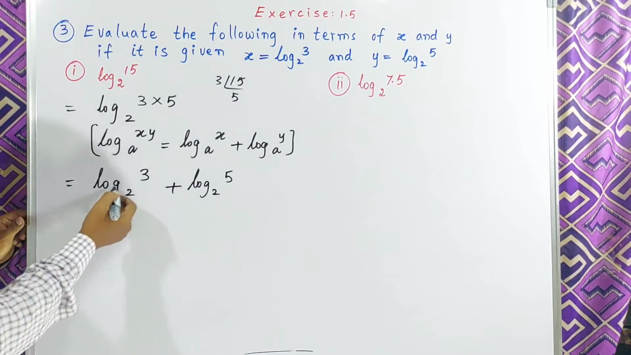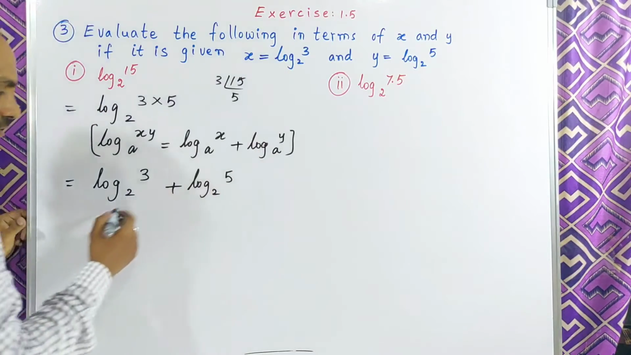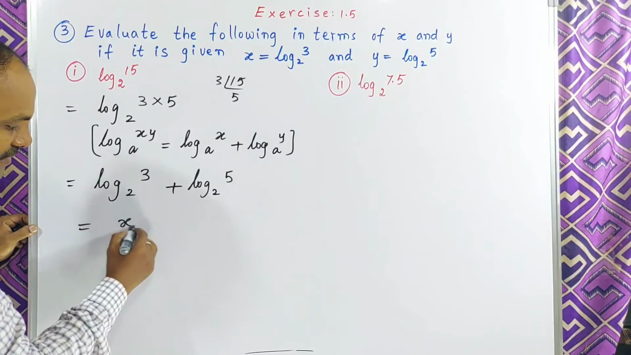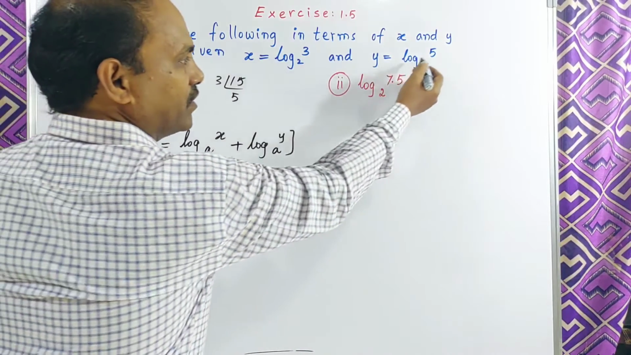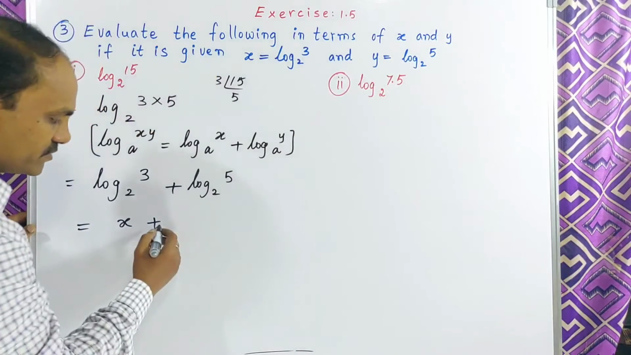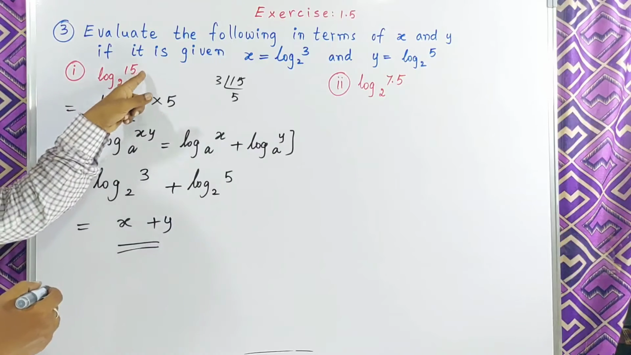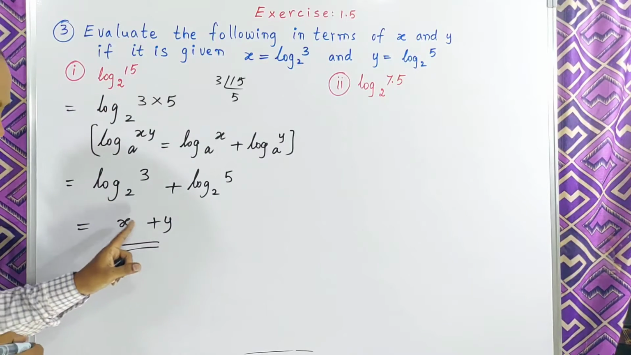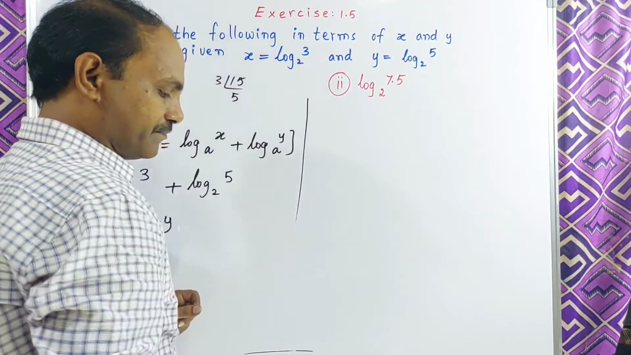And then what is log 3 to the base 2? Log 3 to the base 2 value is x, that's why this one is x, plus log 5 to the base 2. Log 5 to the base 2 value is y, so this value equals y. So what is the log 15 to the base 2 value? x plus y.